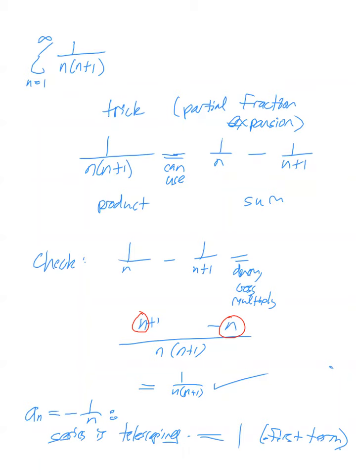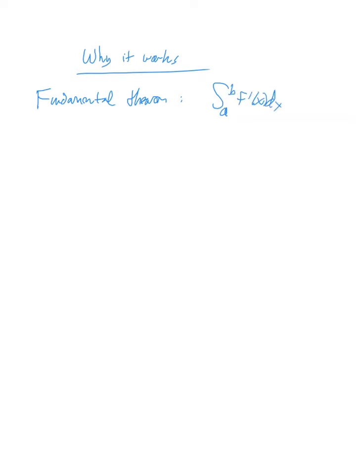So why it works. Here's another reason, other than just seeing that it works, maybe I can make it less mysterious for you. Remember that the fundamental theorem of calculus says that the integral from, let's say, a to b of f prime of x dx is equal to f of b minus f of a. So you can think of this as the last and first. Kind of similar to what we've been seeing, right?